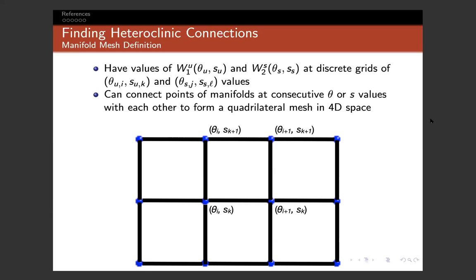And then you compute for different S values. You start out, let's say, at a grid of S values, and then you propagate those S values outwards and you get a non-uniform grid of S values as well. And what you then can do is you connect the points of the manifold of consecutive theta and S values. So you get a mesh of quadrilaterals in 4 dimensions, right? So the schematic view of this is given here.